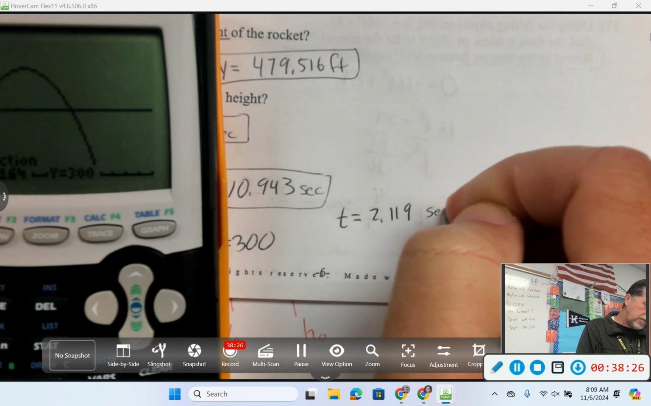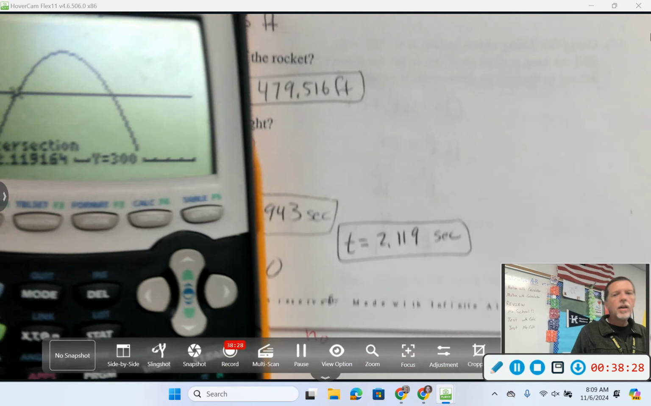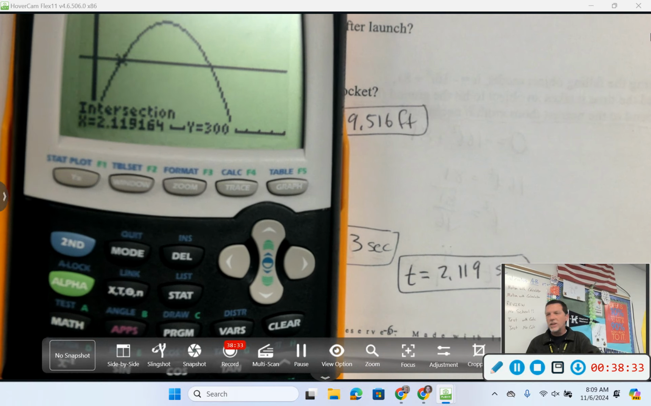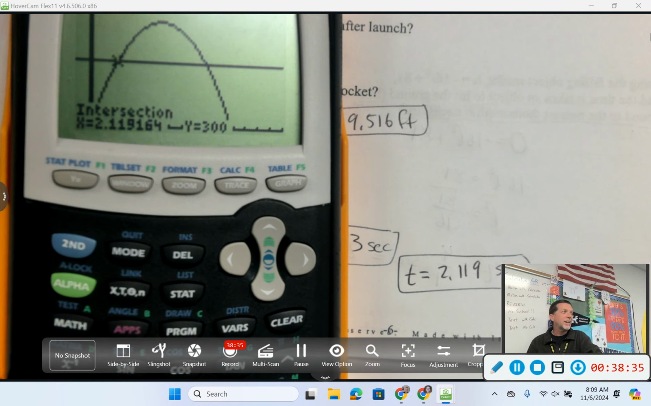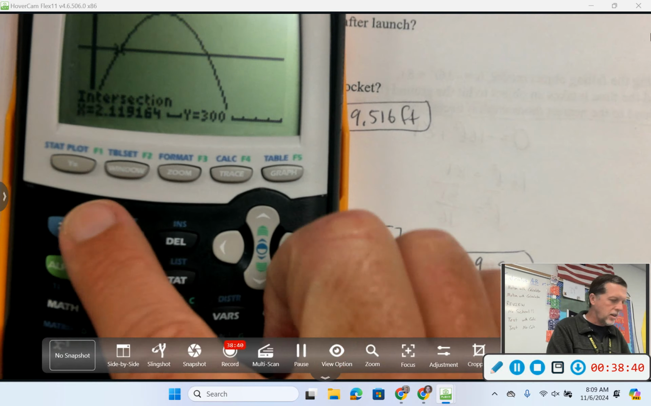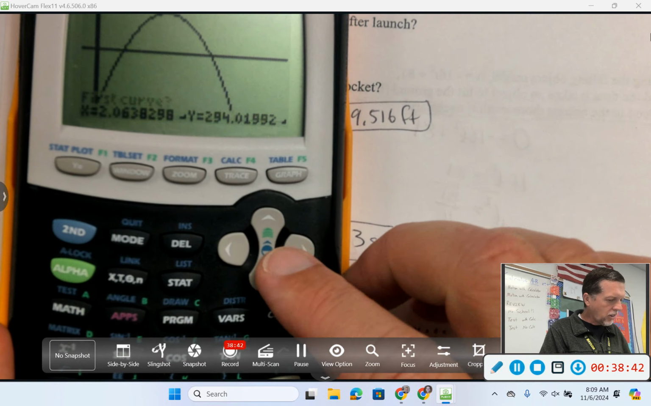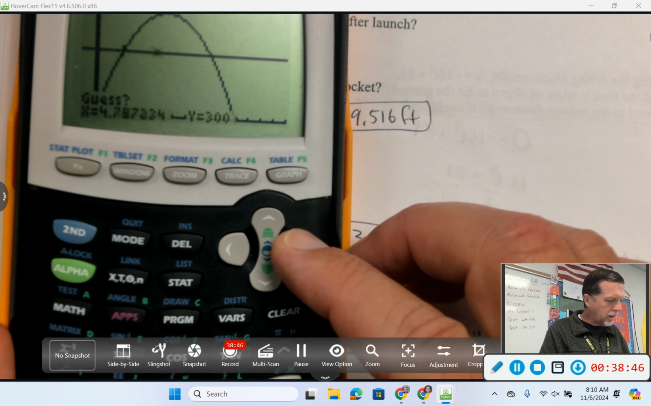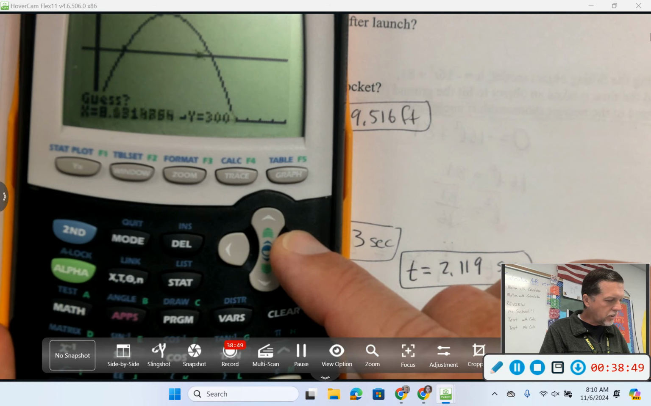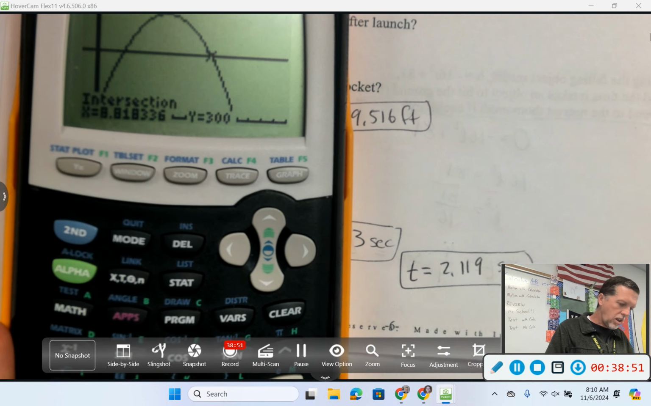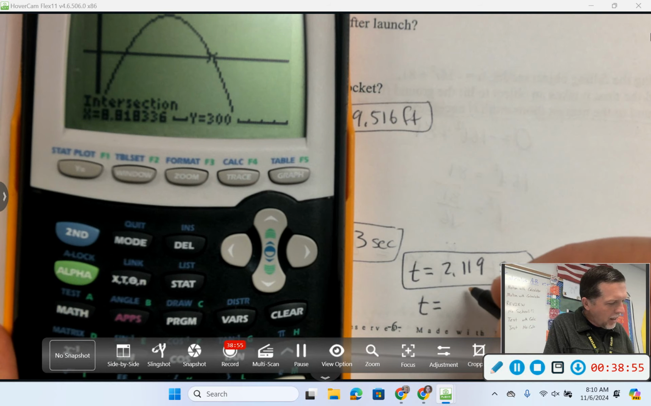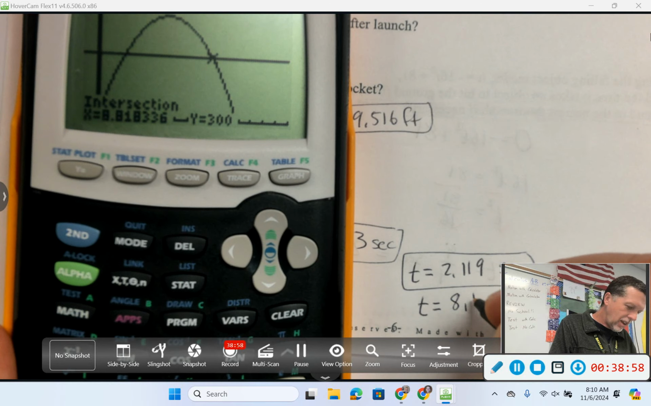2.119. This would be another place where it's trying to get to 300, but maybe it only gets to 299.9999999999999. Close enough. Second calc, intersection, first curve, second curve, but now I want to go to the other intersection. 8.818. There we go.